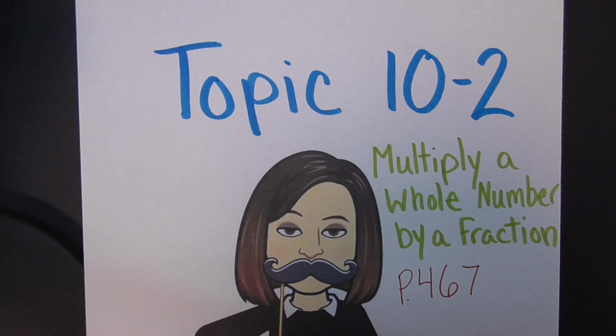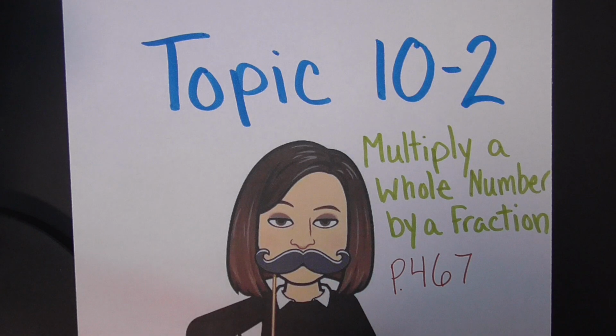I am Ms. Cosmos and this is topic 10-2, multiply a whole number by a fraction. And we're going to be working on page 467 in your math textbooks.